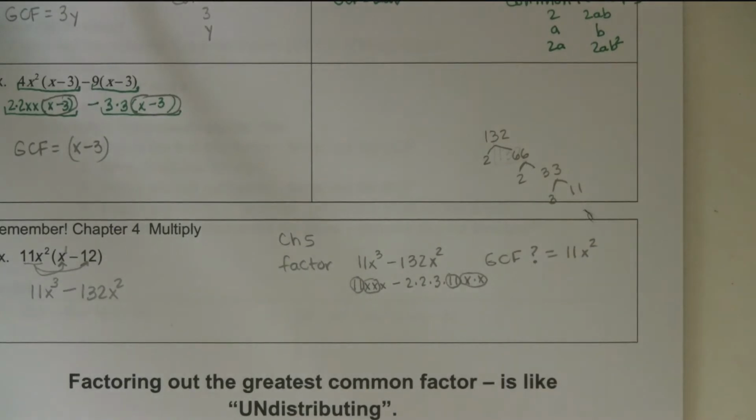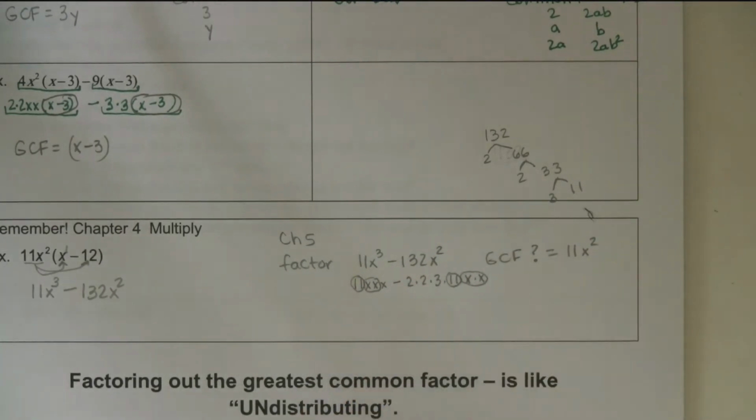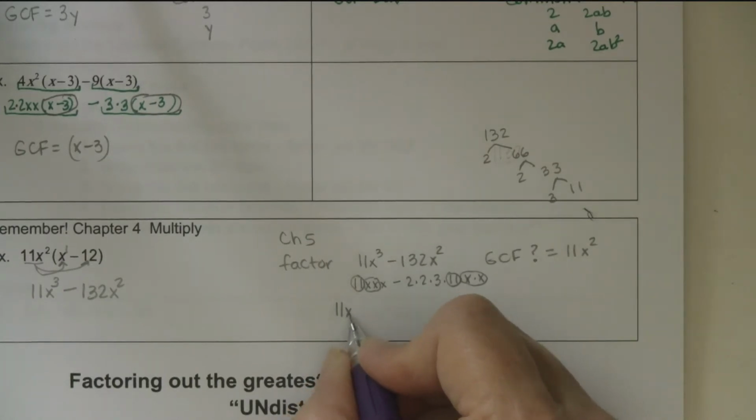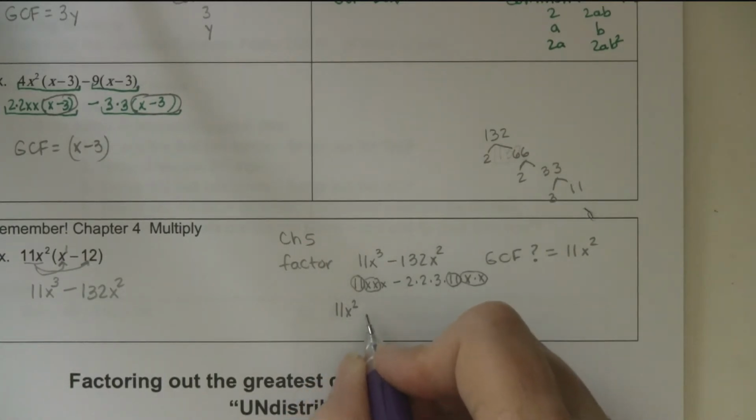So I was asking myself, what is it? And this is what it is, and this is one method of finding it. There are other methods of finding it. And so I'm going to put that 11x to the second in the front. That's how you factor out the greatest common factor.